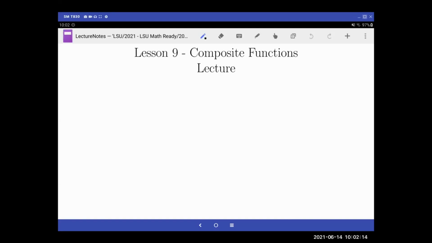Okay, so we are now on lesson 9. We're going to be talking about the composition of functions. We spent a lot of time talking about functions. We talked about the domains as inputs, right? And the range would be outputs, okay? At least that's how we reference them. Domain represents independent variables typically, and range represents the dependent variables, right?